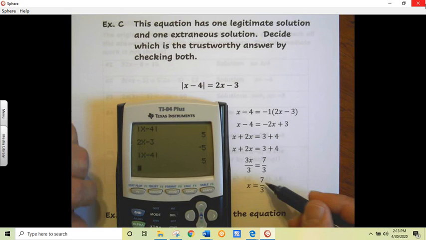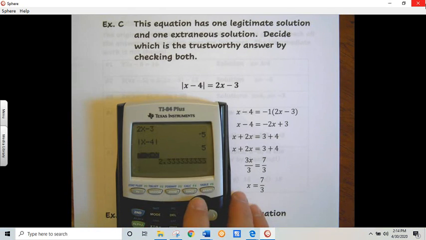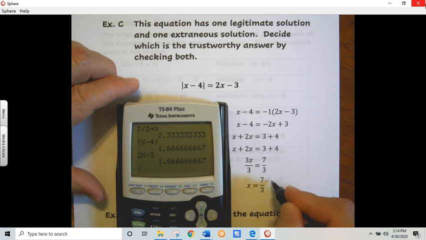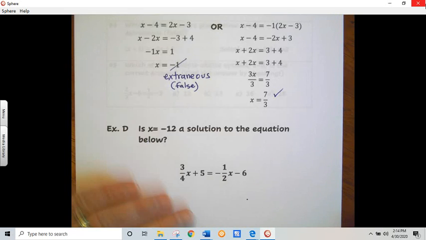Okay, we're going to store 7/3 and see how it works. 7 divided by 3 stored as the value of x. Now I'll go up and grab this expression and see what it equals now that I've changed the value of x. And I'll go up and grab the other expression, hit enter twice, and those are equal, so this is a legitimate answer.